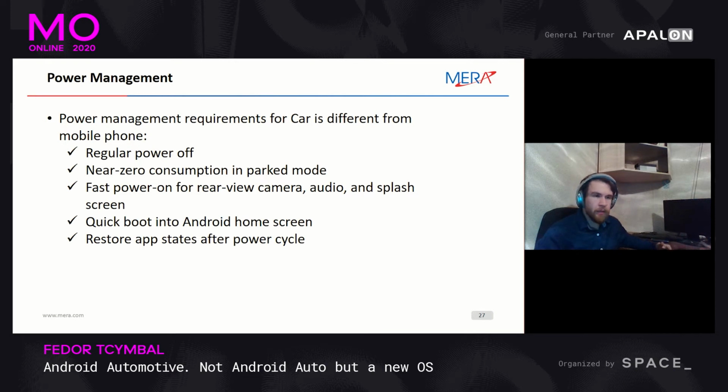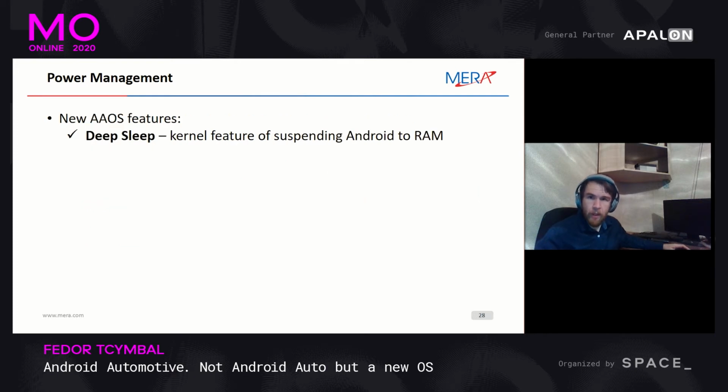So to fulfill these requirements, first they had to reduce the power cycle and the whole boot up process of Android. But they also implemented a few new features. The first one is called Deep Sleep. It's basically a kernel feature which allows you to suspend Android to flash, to RAM. And that allows you to actually boot up faster and to restore the states of the apps after boot up.